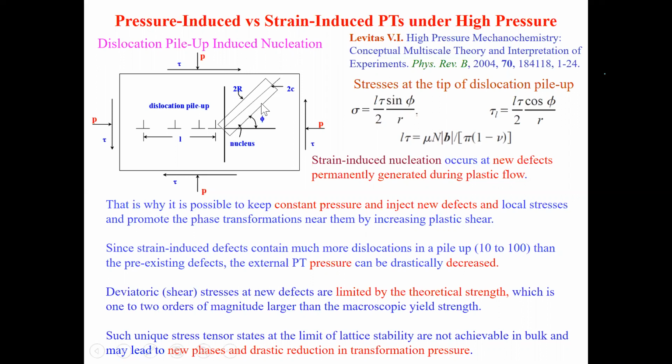So actually shear stresses can be here 10 GPa, 20 GPa, and now they produce very large contribution, especially as we reduce external pressure. And finally, because such unique stress state with very high non-hydrostatic stresses cannot be reached in the bulk, because in bulk they are limited by macroscopic yield strengths, then there are chances that such stress state will lead to new phases which cannot be accessed under hydrostatic conditions. So this is the main idea.